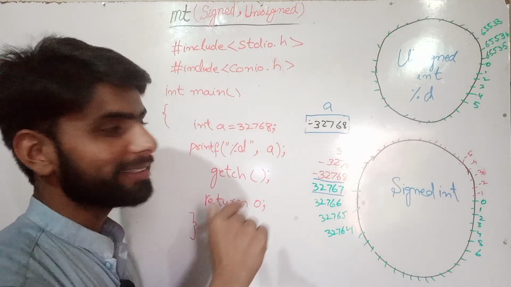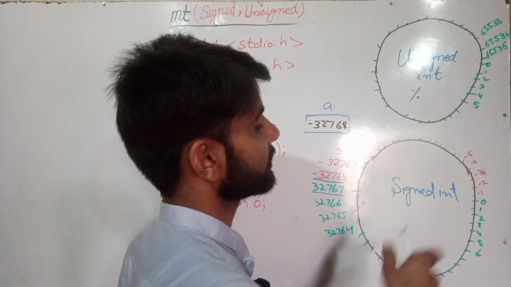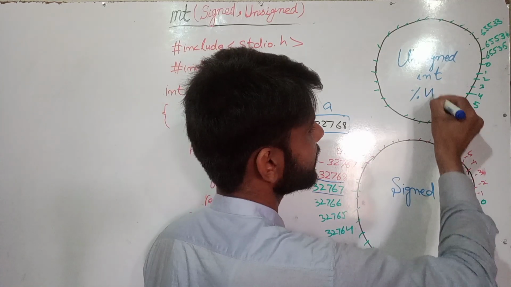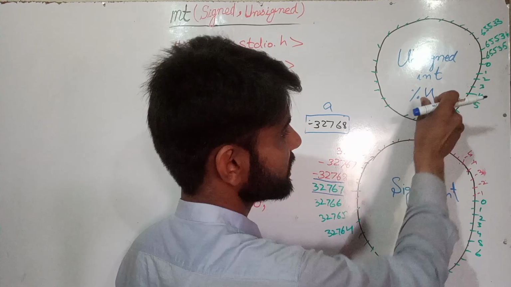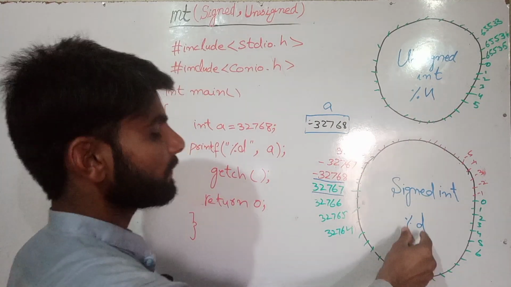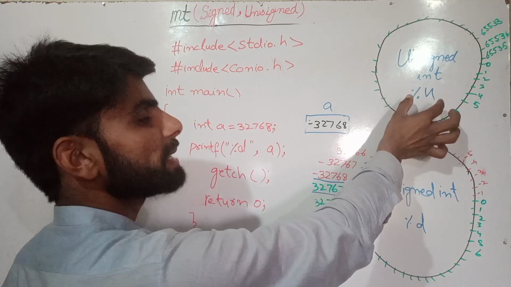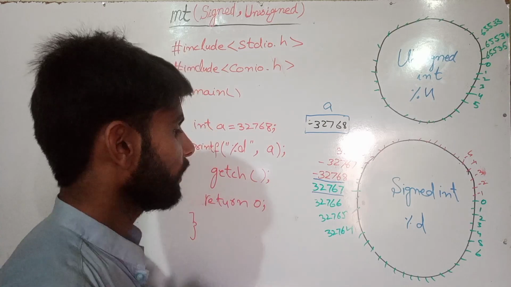So now we will check this value in the unsigned range, right? The format specifier for signed is percentage d, and the unsigned format specifier is percentage u, right?